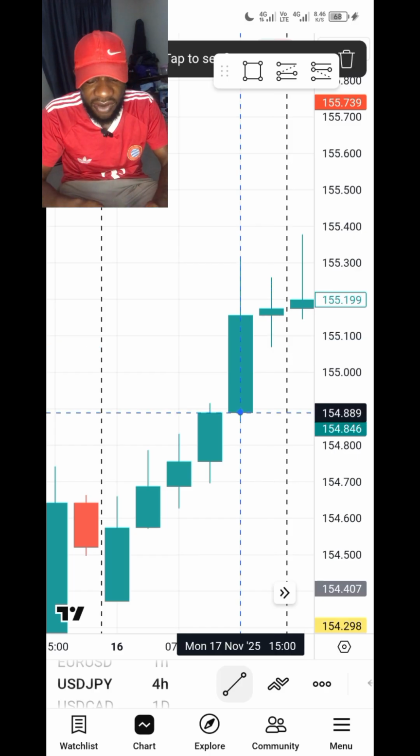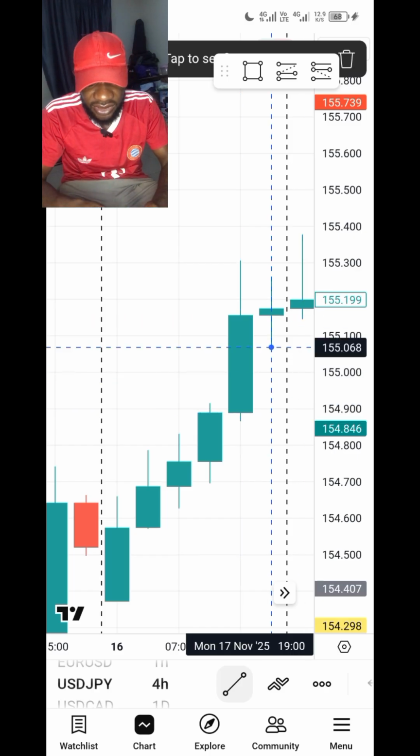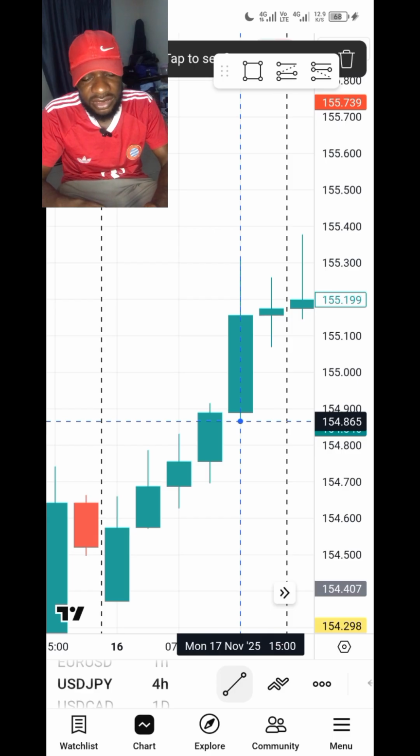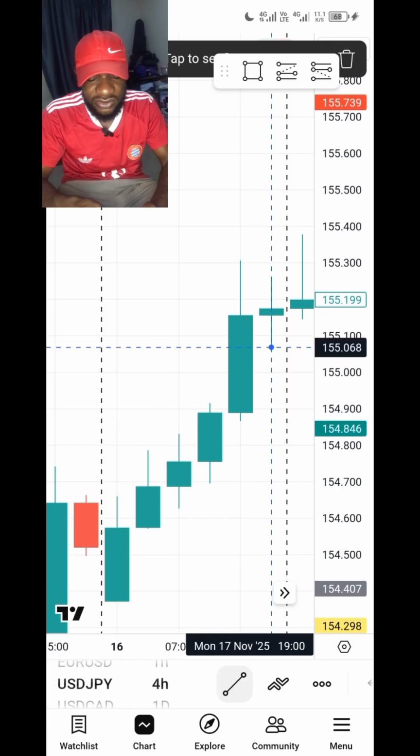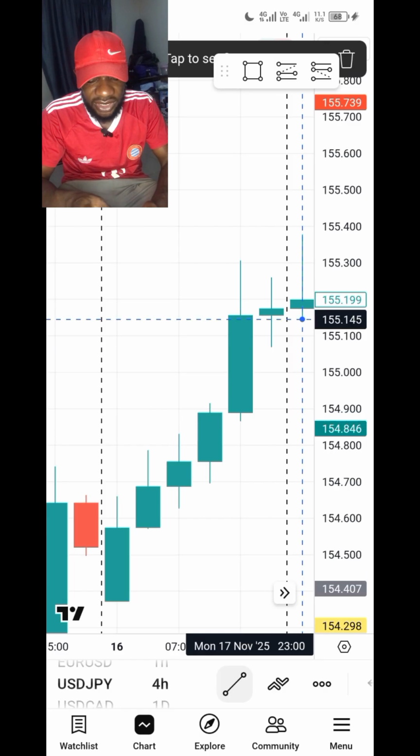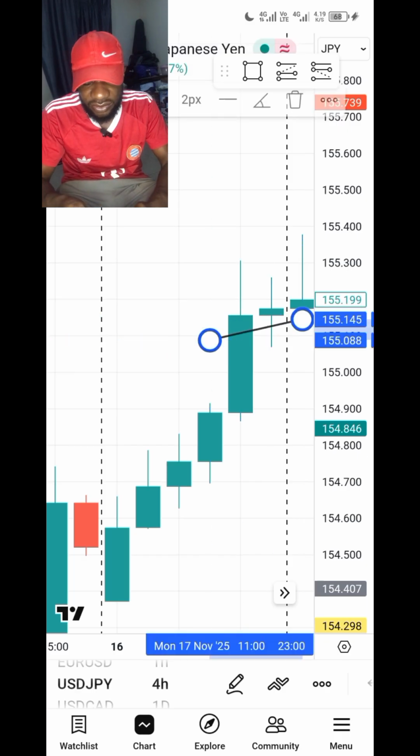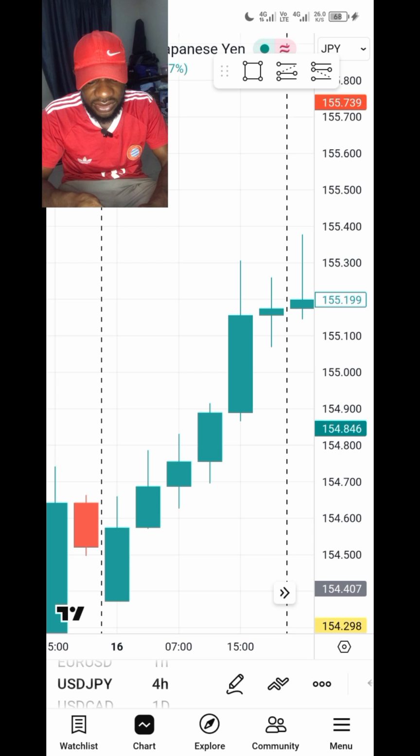It depends on how far price can come to this point, due to reasons like imbalance, supply and demand zone. These are other confluences you add, but this is the main thing. So you check the lows, you wait for price to come below these lows, and you take your buy. So let's see the next candle.